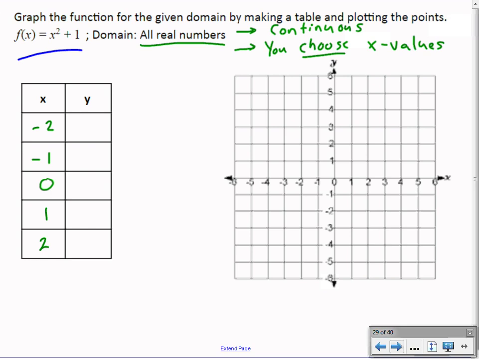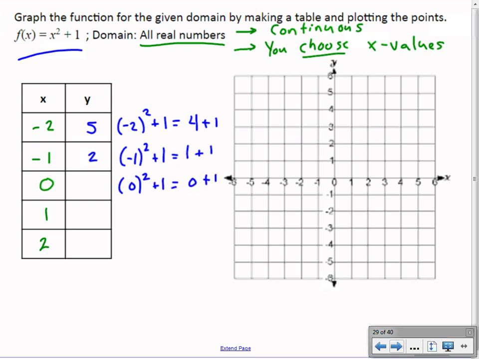It was all set up and ready to go for us, so we're going to plug in -2. -2 squared plus 1, so we get 4 plus 1, which is 5. -1 squared plus 1, we get 1 plus 1, which is 2. 0 squared plus 1 gives us 1. Plug in 1, that will give us 1 plus 1, 2. Plug in 2. We get 4 plus 1, which is 5. So now we can plot our points and connect.